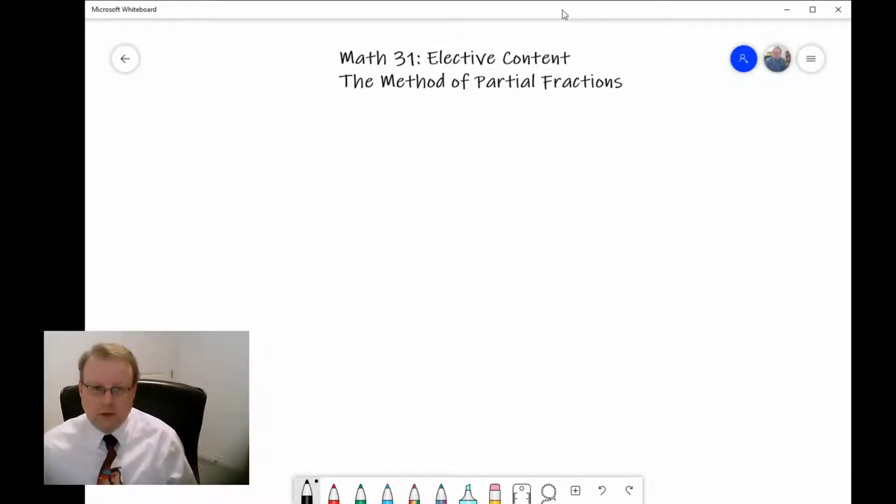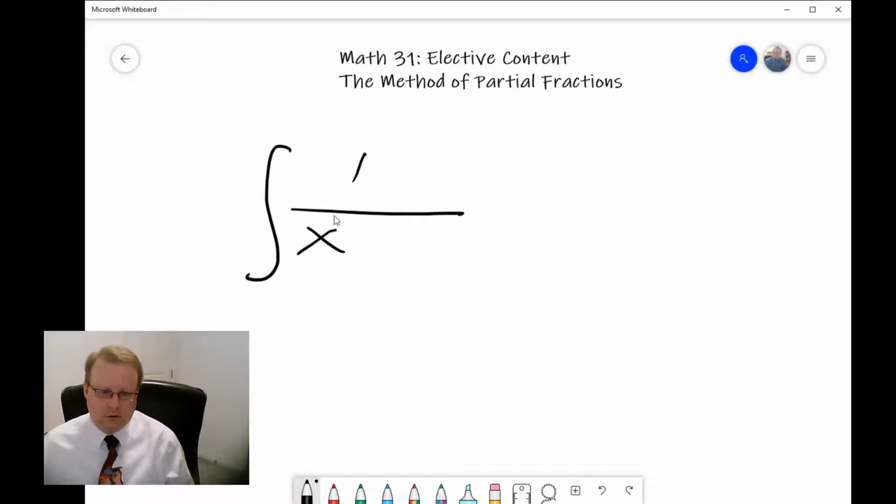All right, so now we are getting into more elective content. For the last week of calculus here, we're going to do one brief topic a day. And on the first day, we're going to take a look at the method of partial fractions. Let's say we have to find the integral of 1 over x squared minus 3x plus 2.